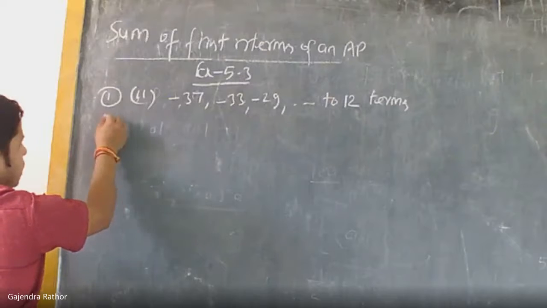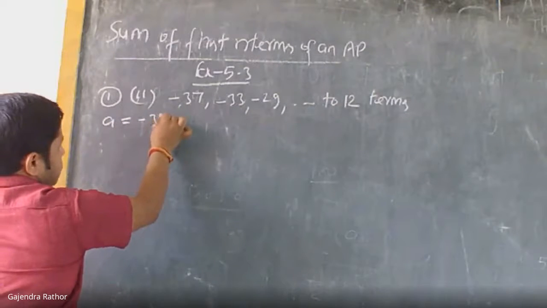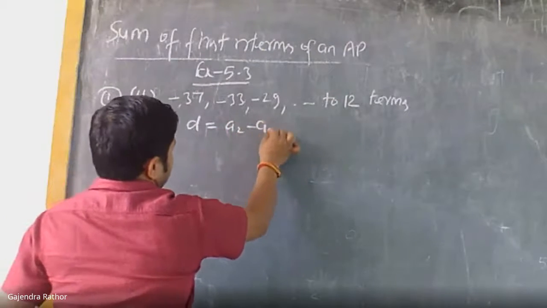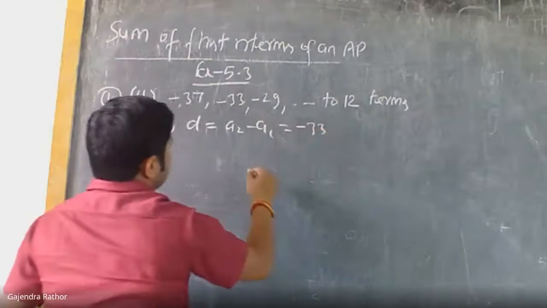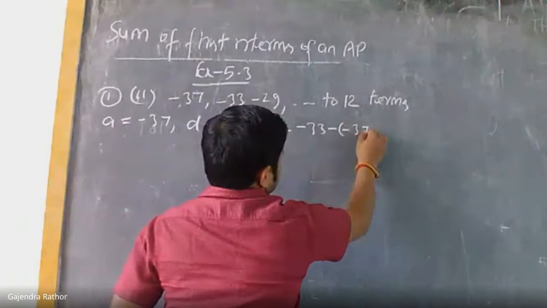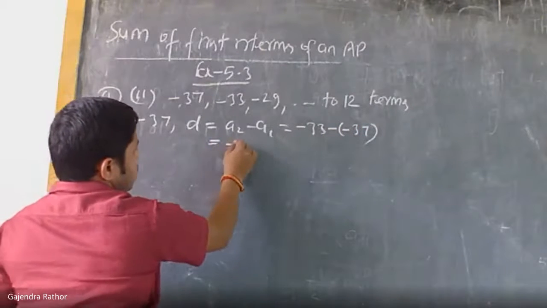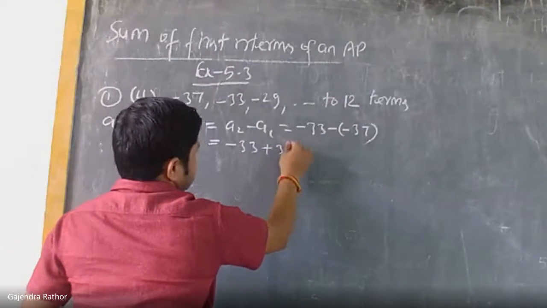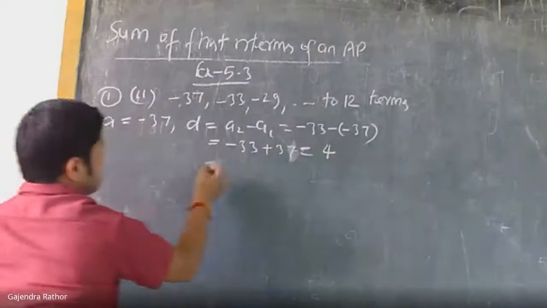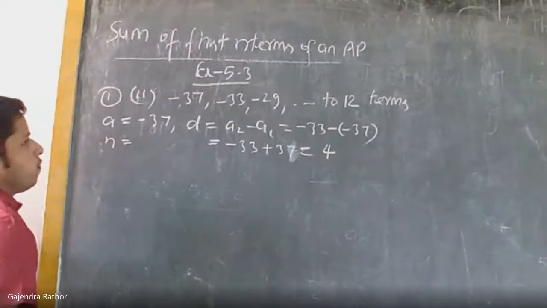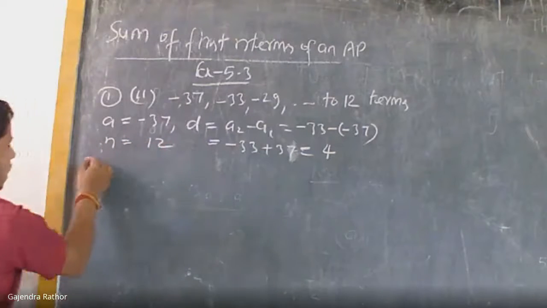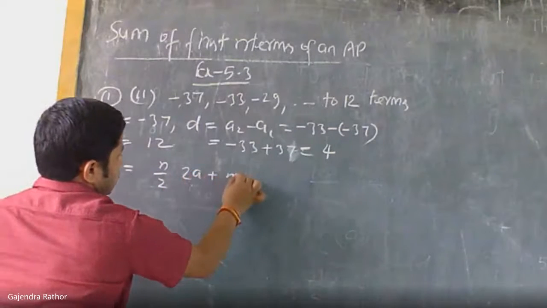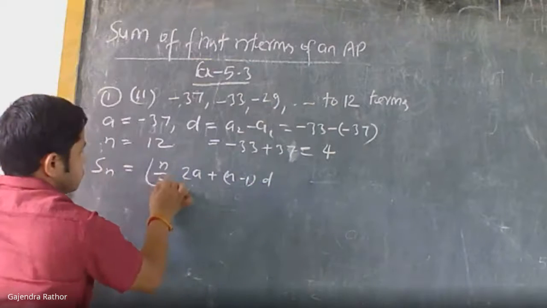First, here a is equal to minus 37. What is the d? d is equal to a2 minus a1, is equal to minus 33 minus bracket minus 37, is equal to minus 33 plus 37, is equal to plus 4. And what is the value of n? 12. So now Sn, the formula: n by 2 into 2a plus n minus 1 into d.